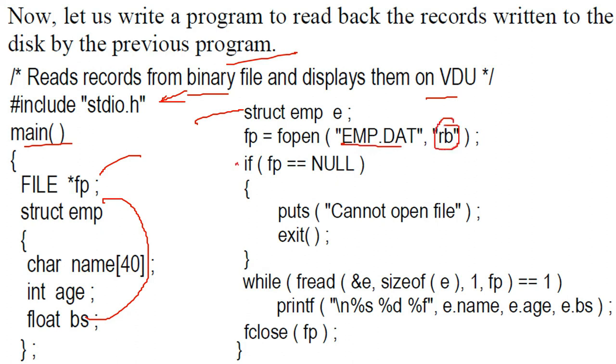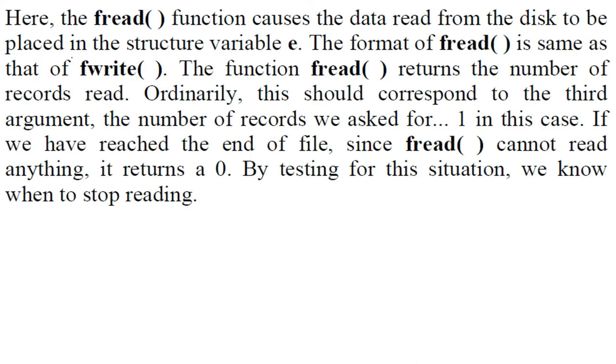If there is a problem, we indicate it. Otherwise we just fread till this is equal to 1. That means the %e, sizeof(e), that is the structure, one record at a time, and the file pointer. And now we can show the content e.name, e.age, e.bs. This will work fine. So this fread function causes the data to be read from the disk and placed in the structure variable.